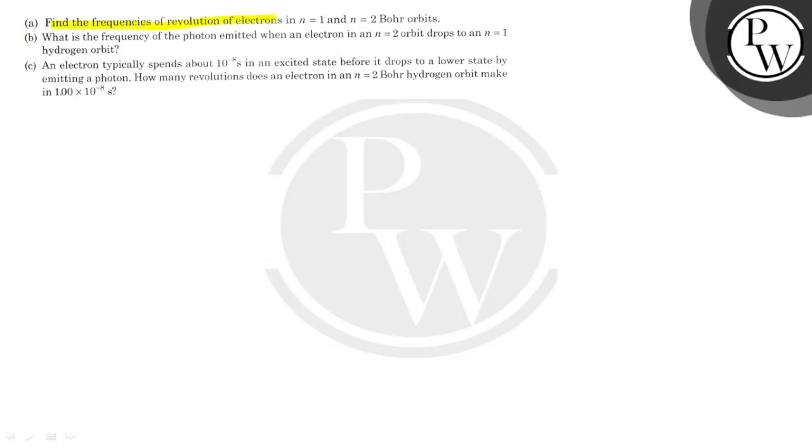Find the frequencies of revolution of the electron in n equals 1 and n equals 2 orbit. Part B: what is the frequency of the photon emitted when the electron in n equals 2 orbit drops to n equals 1 hydrogen orbit. Part C: an electron typically spends 10 to the power minus 8 second in an excited state before it drops to a lower state by emitting a photon. How many revolutions will it complete in the orbit? Okay, let's see the first part of this question.